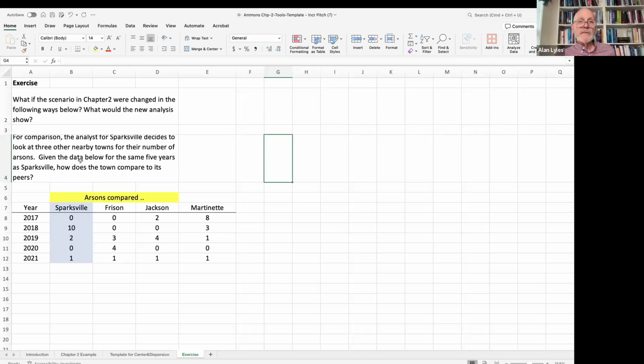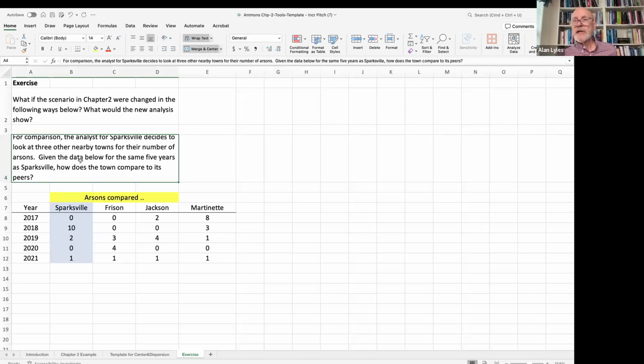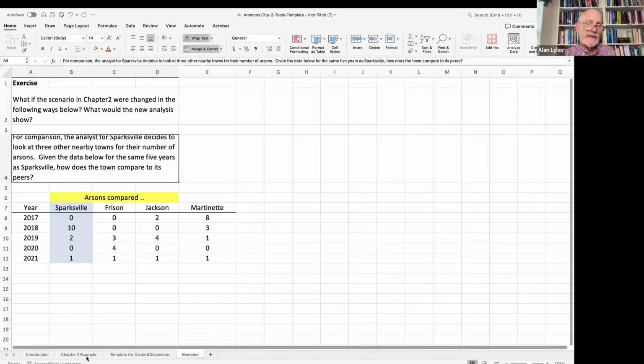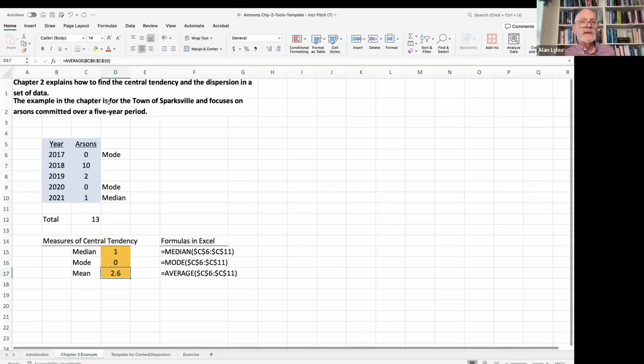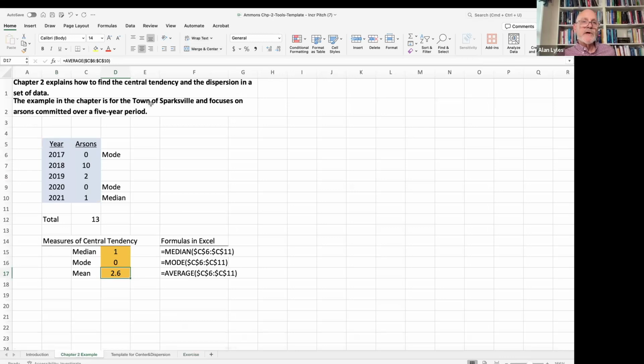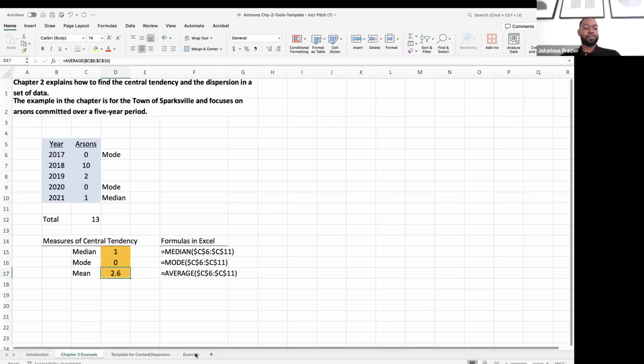Sure. So anytime I'm working with you on assignments, I'm always thinking about you in the workplace. So in the workplace, you're going to have a context. And here in the assignment, it says, for comparison, the analyst for Sparksville decides to look at 3 other nearby towns. So that tells me that's Sparksville. Also, if I come back to chapter 2 example, it said, this is Sparksville. Is that okay, Jatarius? Yes, thank you. You're welcome. And thank you for asking questions.